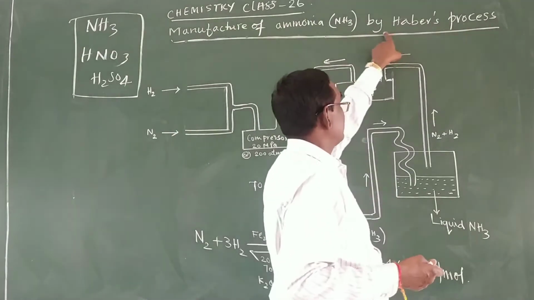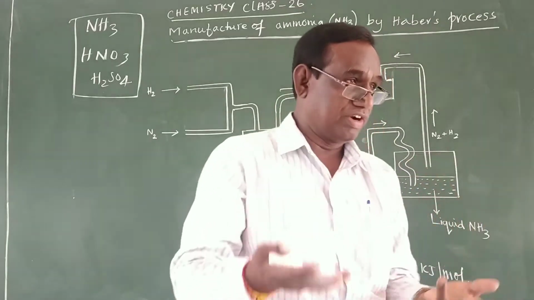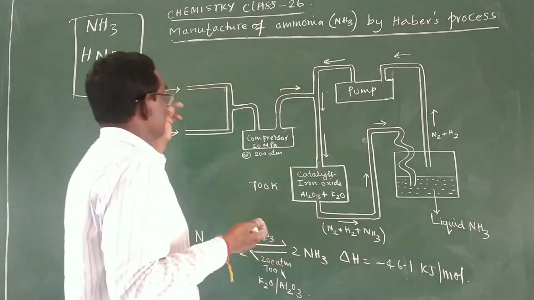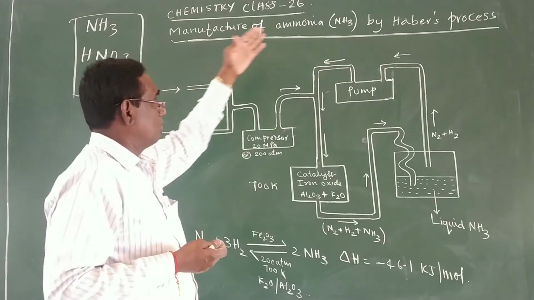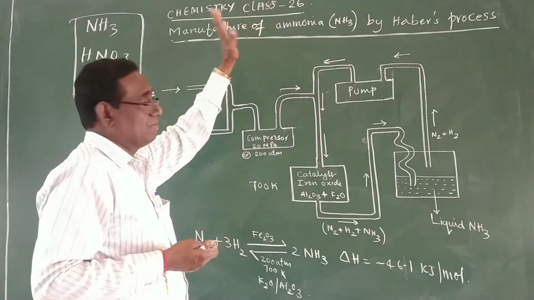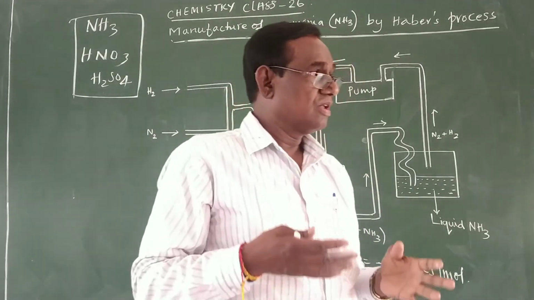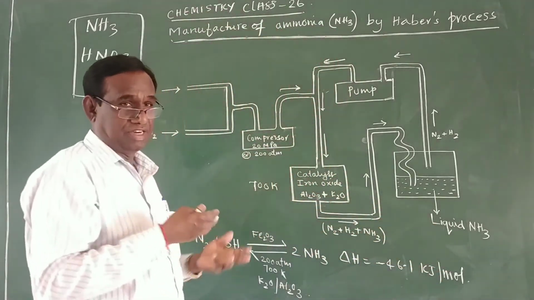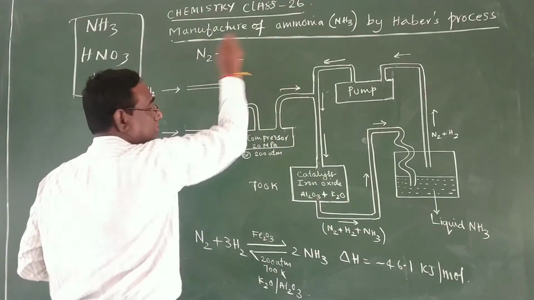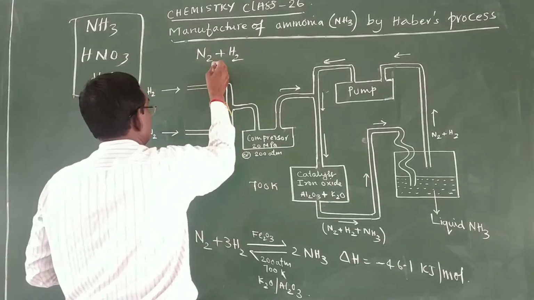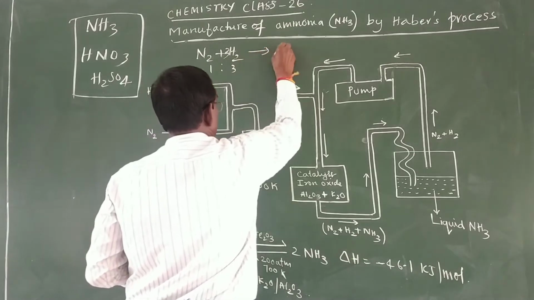Haber is the name of the scientist who manufactured ammonia in large quantities, so it is called Haber's process. How is ammonia manufactured by Haber's process? Ammonia is manufactured by the direct combination of nitrogen and hydrogen in the ratio 1:3 by volume. That is N2 plus 3H2 gives 2NH3.